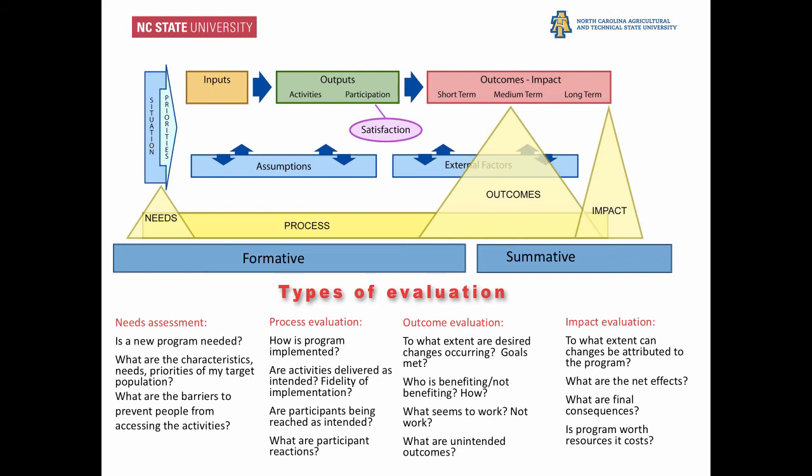Summative evaluations look at the program results. Outcome evaluations seek to answer questions like, to what extent are desired changes occurring with program participants? Who is benefiting and who is not benefiting from participating in the program? What seems to work and what seems not to be working? Finally, another type of summative evaluation is impact evaluation. Impact evaluations seek to answer questions such as, to what extent can changes be attributed to the program, and do the benefits of the program justify its cost? What are the final consequences? And is the program worth the resources it costs?